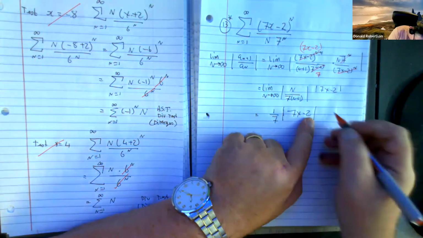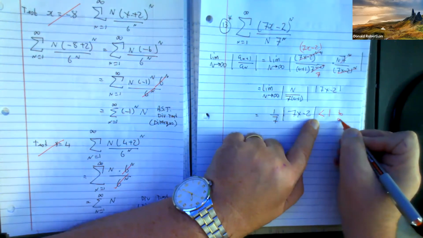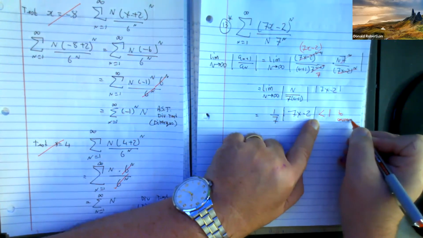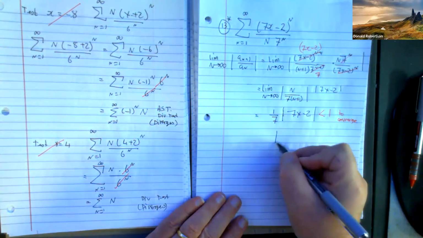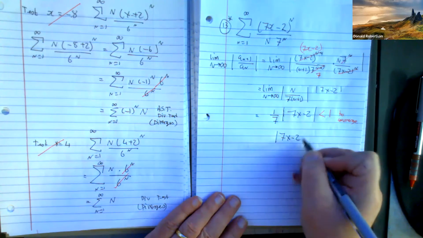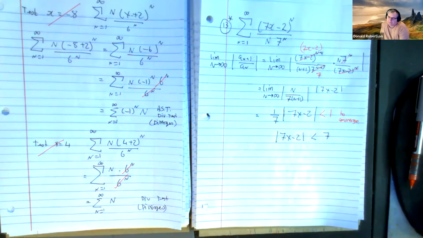And according to the ratio test, it needs to be less than 1 to converge. Well, if you multiply both sides by 7, you get that. Are we good?